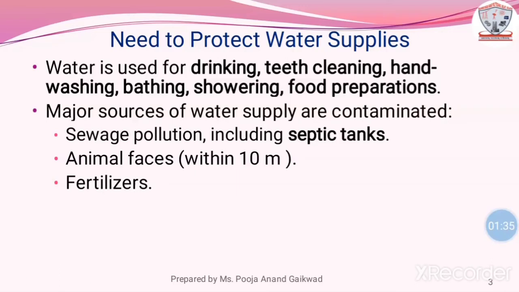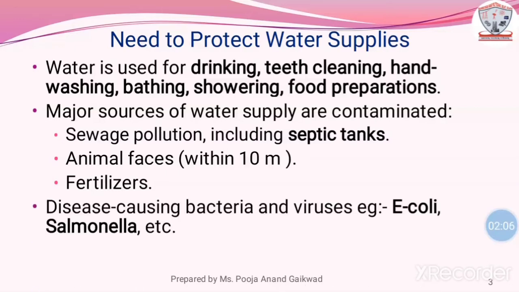Major sources of water supply contamination are sewage pollution, including septic tanks. A septic tank is an underground chamber through which domestic wastewater flows for basic treatment. Animal feces, especially if animals are within 10 meters of a water supply. Fertilizers.